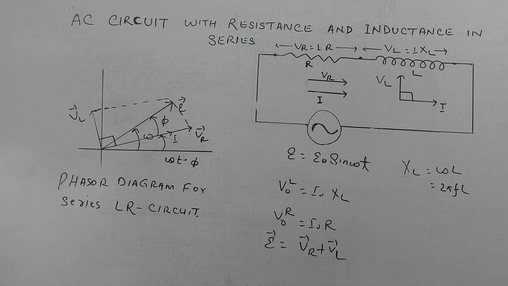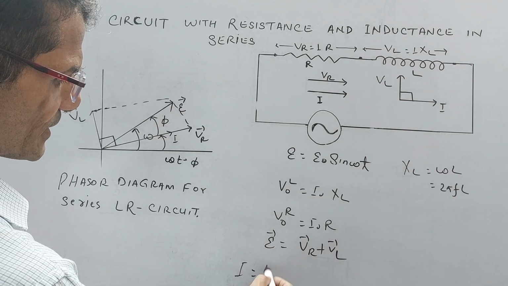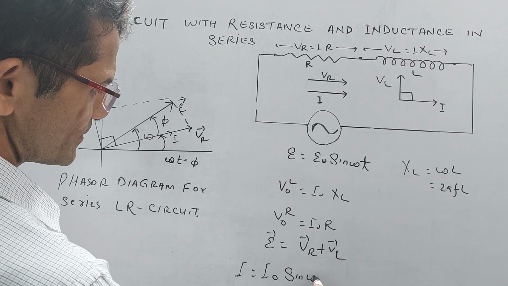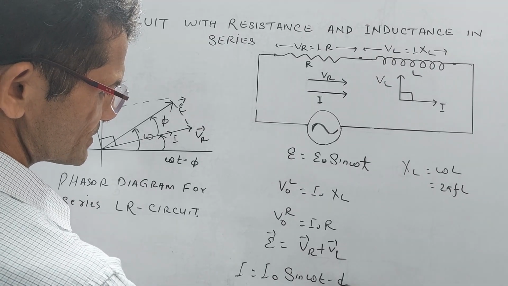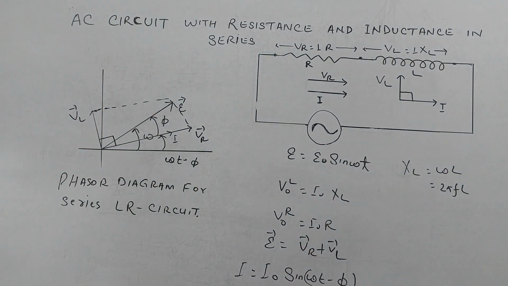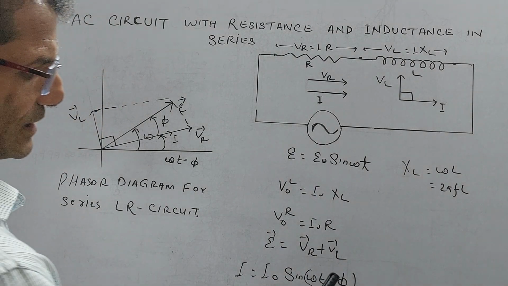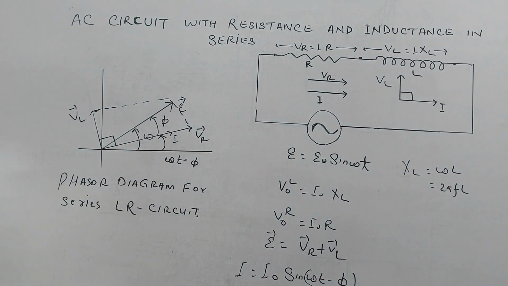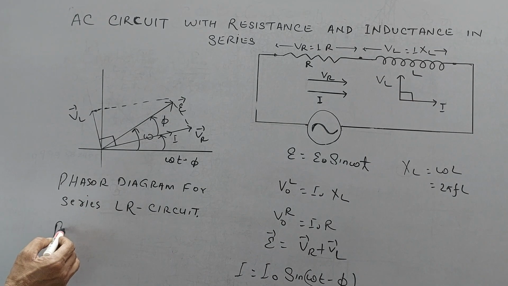So therefore, from here our current has a value I naught sine omega t minus phi. It means that the current is lagging behind the voltage by an angle of phi. Let us show it mathematically using the Pythagorean theorem.